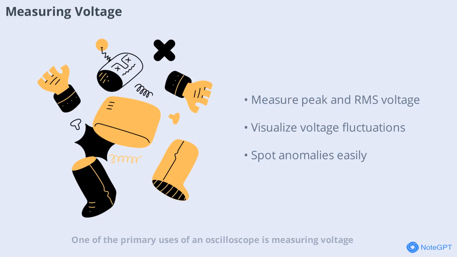One of the primary uses of an oscilloscope is measuring voltage. By observing the vertical axis, you can determine the peak, average, and RMS values of a signal. Accurate voltage measurement is essential for troubleshooting, verifying circuit operation, and ensuring safety. Oscilloscopes make it easy to visualize voltage fluctuations and spot anomalies at a glance.